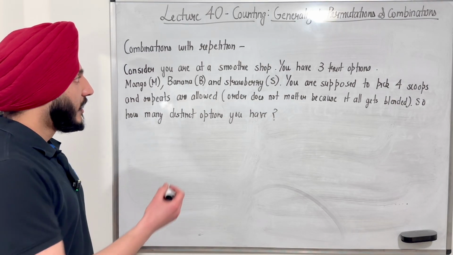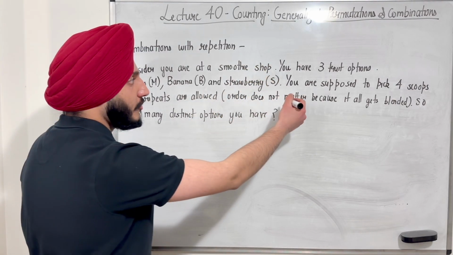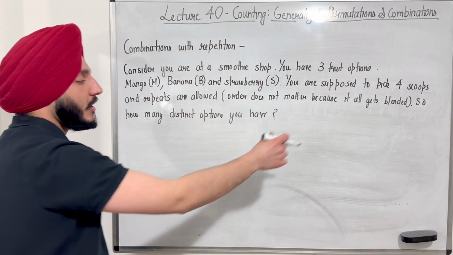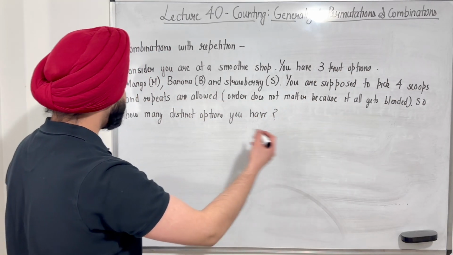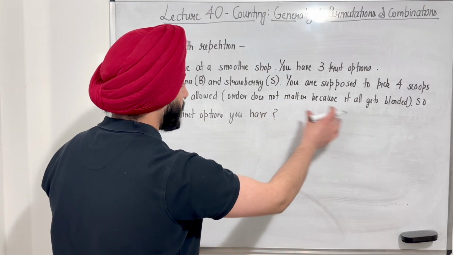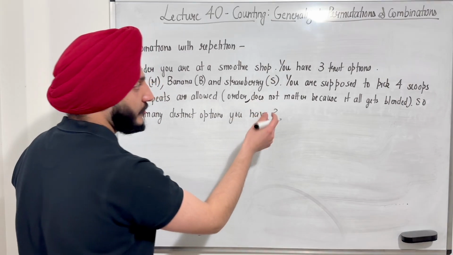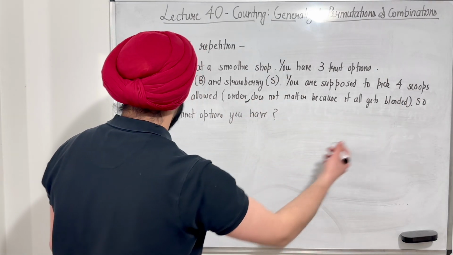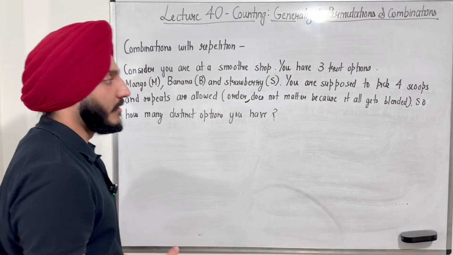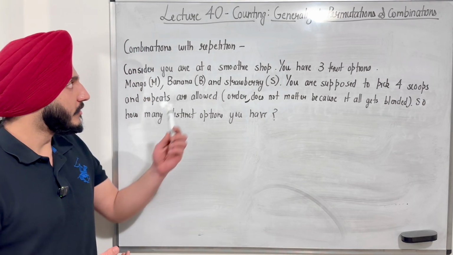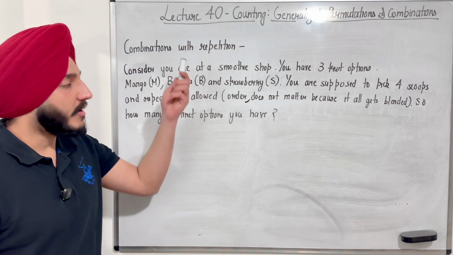The idea is, consider you are at a smoothie shop. You have three fruit options: mango, banana, and strawberry, right? You're supposed to pick 4 scoops, and repeats are allowed. Order does not matter, because the order of choosing does not matter since it all gets blended. So how many distinct options do you have? Okay. Now this is a tricky question, right? And this is the question of combination with repetition.